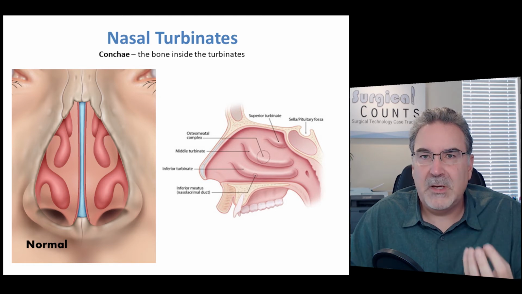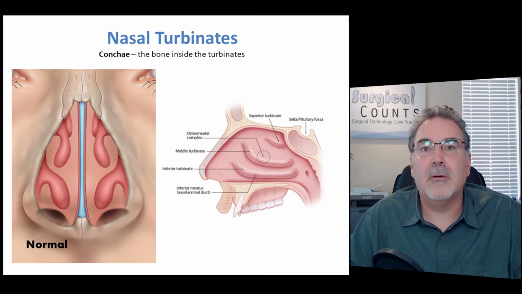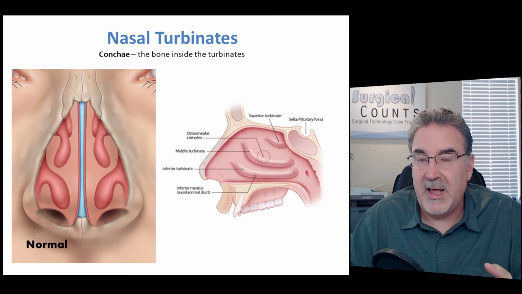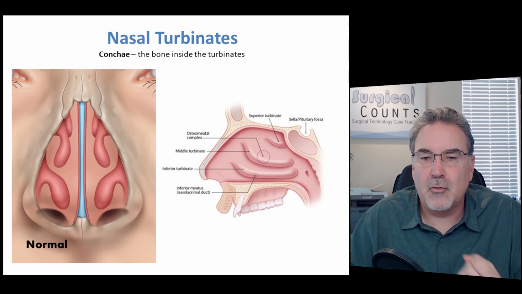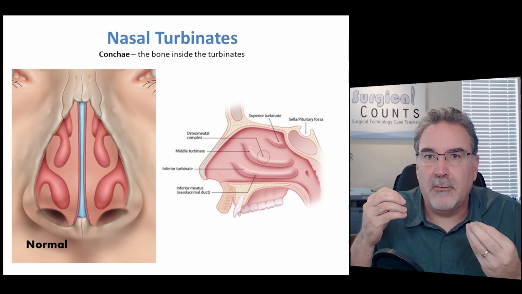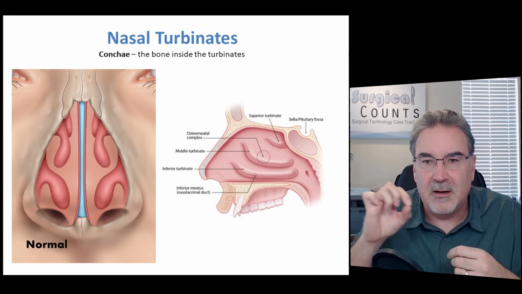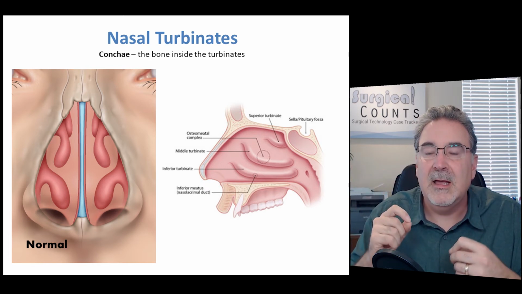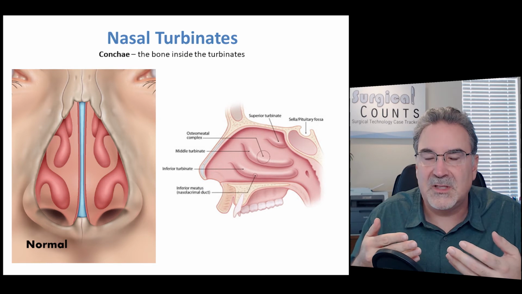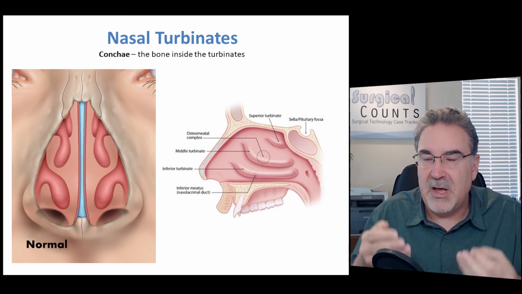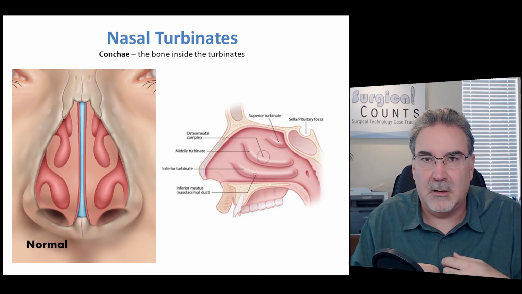One, it moistens and humidifies the air that you're breathing in, especially on a cold day or one day when the air is very dry. As the air passes over the mucous membranes that cover these turbinates, these conchae, it humidifies and warms that air so that it is in a better condition by the time it makes it to your lungs.